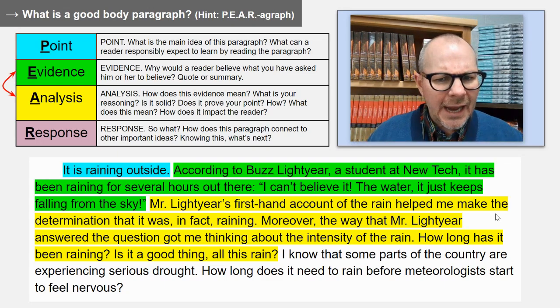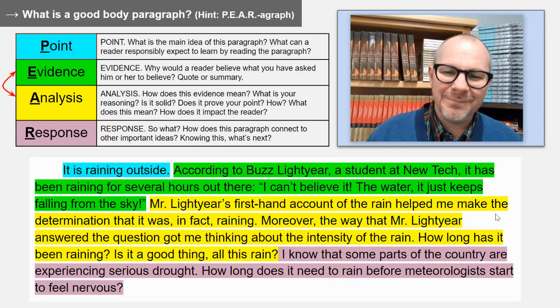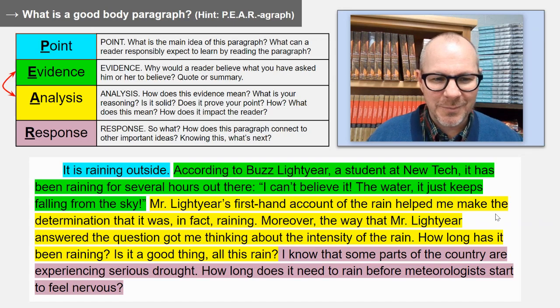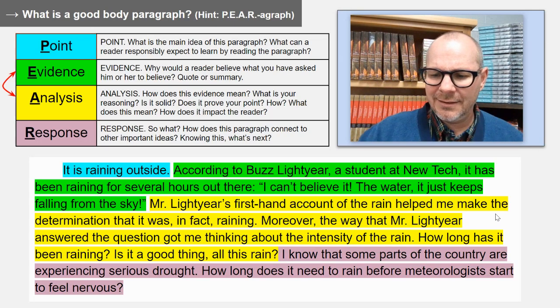But then here's the analysis. Well, based on this firsthand account, it helped me determine, yes, I was able to learn this. And moreover, the way that Mr. Lightyear answered the question got me thinking about the intensity of the rain. It doesn't really matter. You get what I'm saying here? Response: I know that some parts of the country are experiencing some drought, but what's next? How long does it take? What does this mean for what's next?